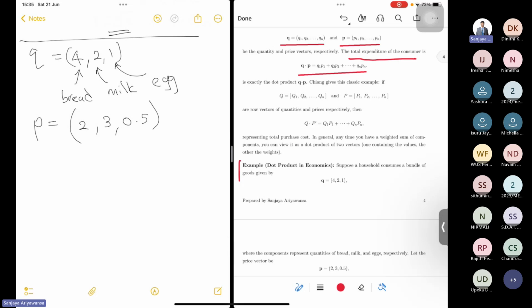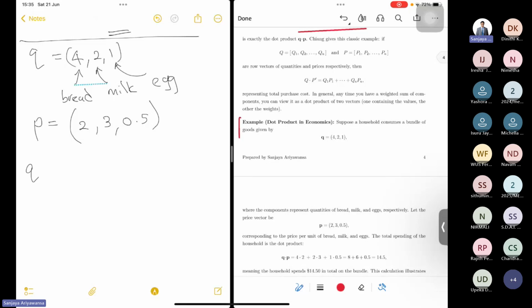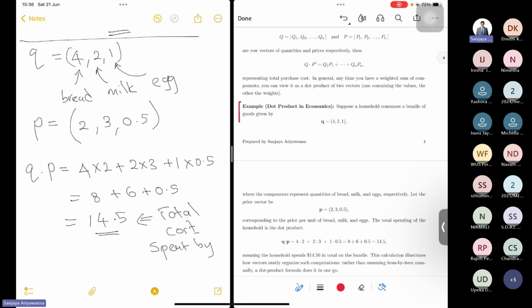So what is the total cost then? How do we calculate that? It's Q dot P, which is 4 times 2 plus 2 times 3 plus 1 times 0.5. That is 8 plus 6 plus 0.5. That is 14.5. 14.5 units. What is 14.5? That is the total cost spent by the household, HH is household.